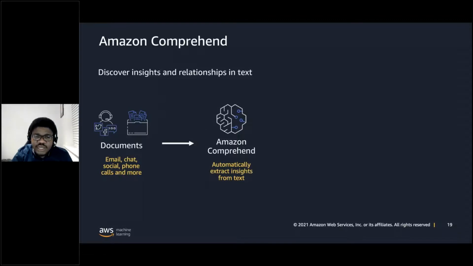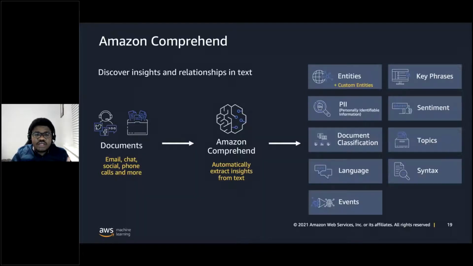I'll pick Amazon Comprehend. So what is this? It's basically an AI service that helps you to discover insights and relationships in your text. So if you've got text maybe from an email, from a chat, or from a phone call, or from messages, Amazon Comprehend will be able to consume that text and discover insights and relationships within that text.